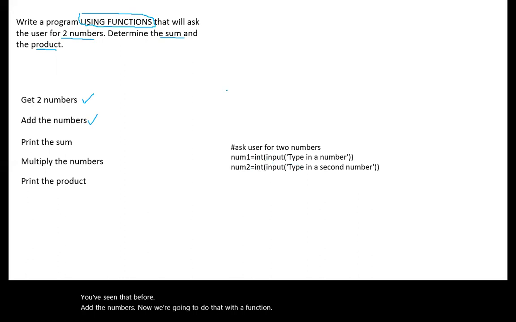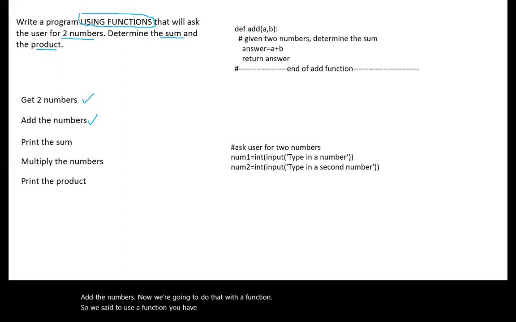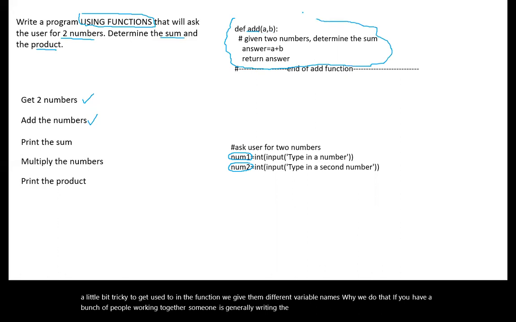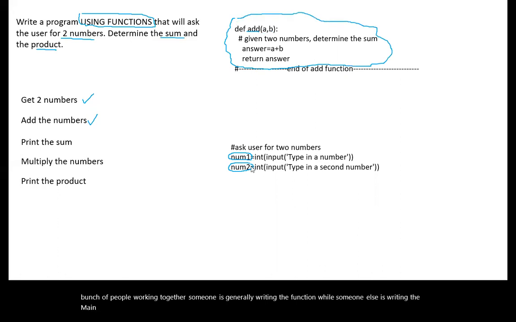So we said to use a function, you have to put a function name and send it any variables. So these two variables from down here, we have two of them. We're going to send them to the function and we're going to add them together. Now, this is a little bit tricky to get used to. In the function, we give them different variable names. Why do we do that? If you have a bunch of people working together, someone is generally writing the function while someone else is writing the main line. And so to not get confused and have to communicate too much, we'll say you use numbers here and we'll use A and B up here.